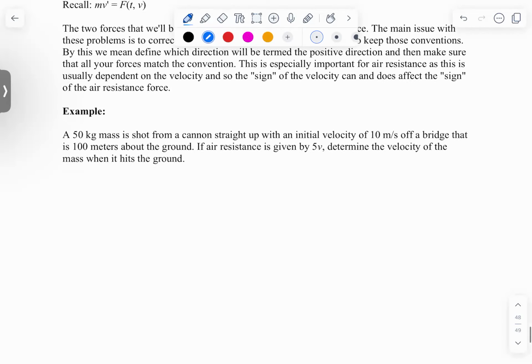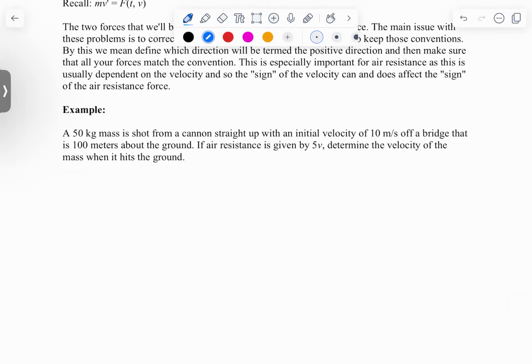Okay. A 50 kilogram mass is shot from a cannon straight up with an initial velocity of 10 meters per second off the bridge that is 100 meters off the ground. If air resistance is 5 times the velocity, determine the velocity of the mass when it hits the ground.